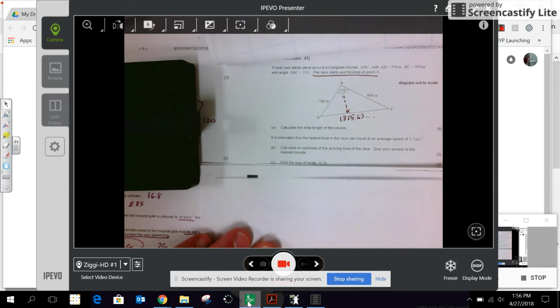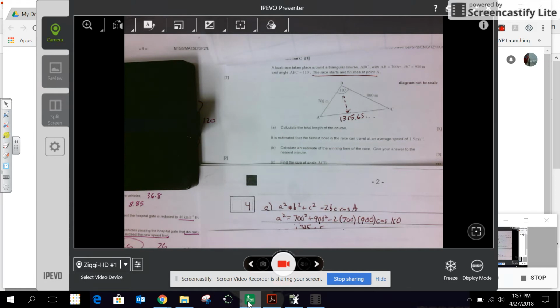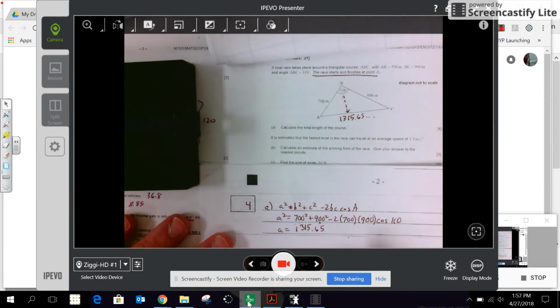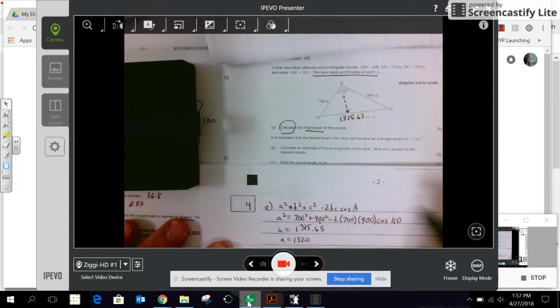Okay, so we're going fast. So there's my formula. Plug in my numbers. Take the square root. And you're doing 3 sig figs. That would be 1,320. So it says calculate the total length of the course. If you don't read the question, if you're just trying to get focused on finding AC, you're going to miss a point. So you're going to add 700 plus 900 plus 1,320, and that would be your total.